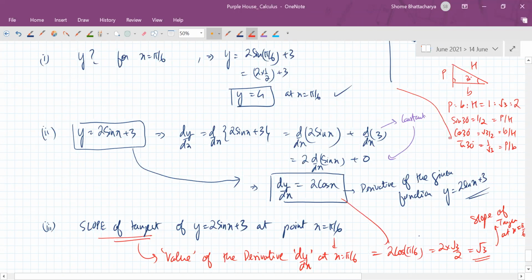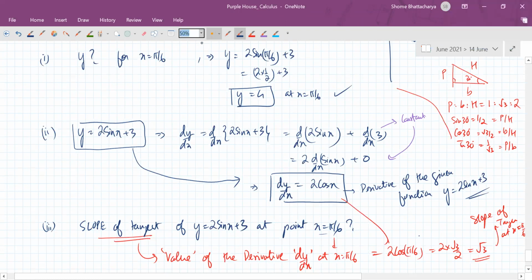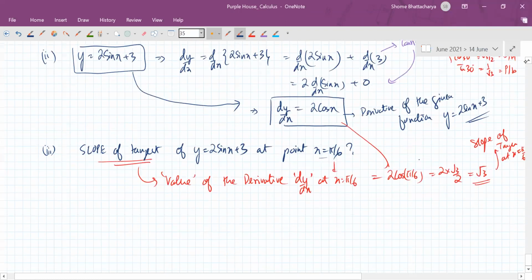Can you scroll up for the question? But the question is here itself. See, I've given you the function. So the third part of the question was this, that we have to find the slope of the tangent at the point x equal to pi by 6. This is the question only, and this is the answer to it, right? Okay, sir. So we have everything here.